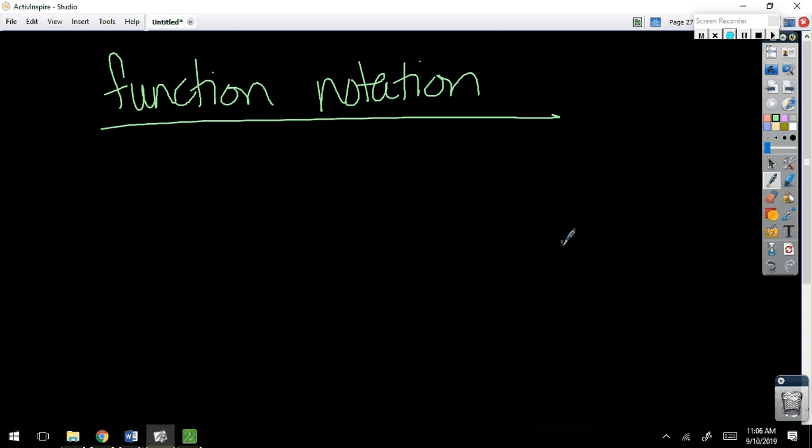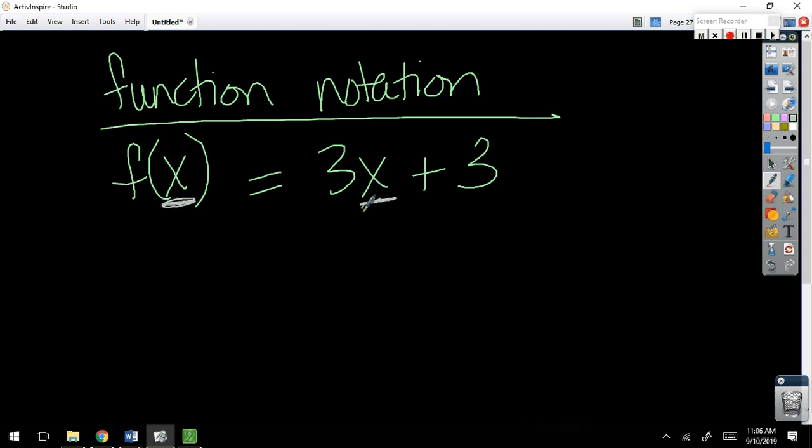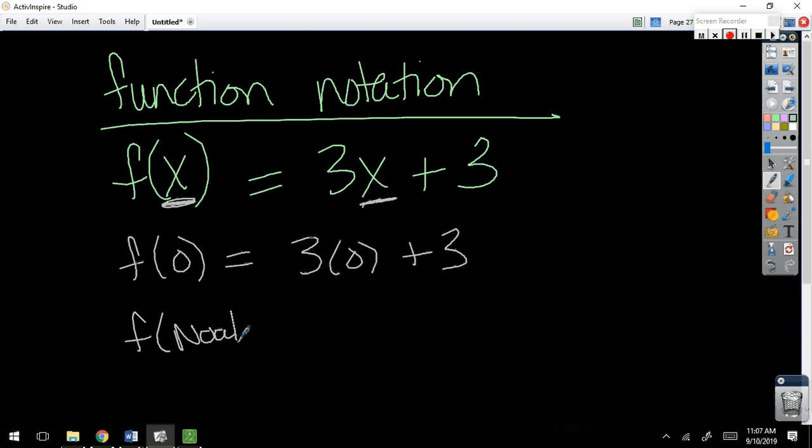We read this as f of x. And what that tells me is that everywhere there is an x, whatever's in parentheses replaces that. Y'all should have seen this before, yes? So if I asked you what's f of 0, what would you do? You'd just plug in 0 for x. What if I asked you what is f of Noah? It's 3 times Noah. The point that I'm getting at is it doesn't matter what's there. Whatever is there is what's taking the place of the variable, right? Easy enough.